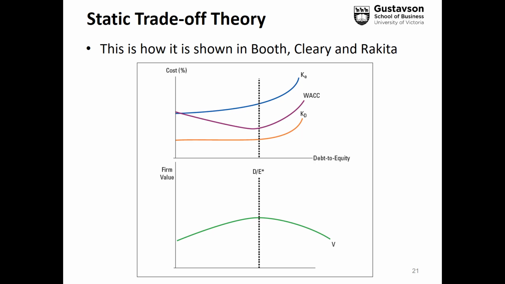The combination of debt and equity leads to a declining WACC initially, but then a rising WACC. The bottom figure shows that the value of the firm is maximized where the WACC is minimized. This is the main takeaway from the static trade-off theory.